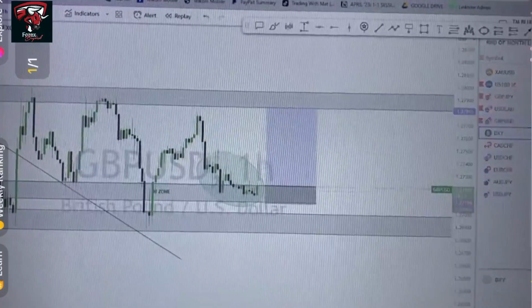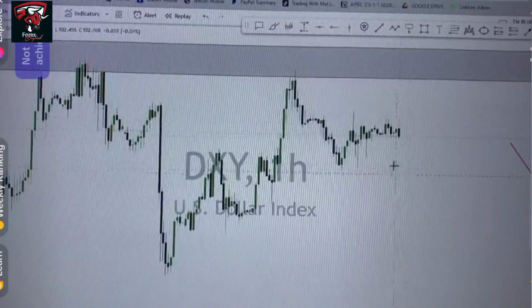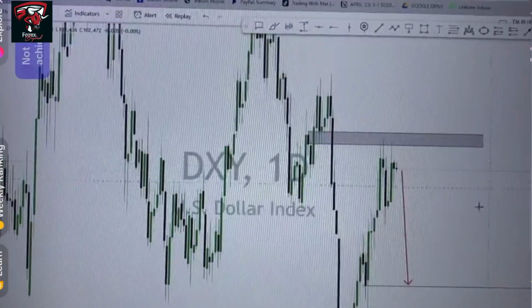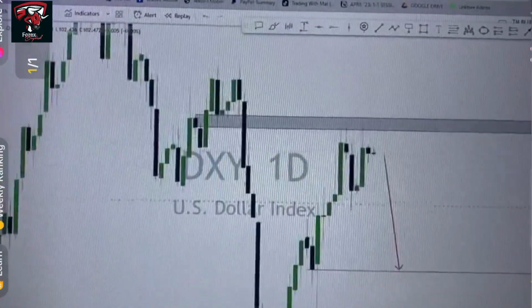We've done GU. Let's go over to DXY quickly. I'm tired. Daily time frame. What's my daily time? Oh, there we go. I don't even have to continue with this analysis anymore.